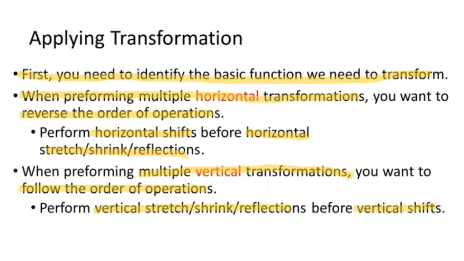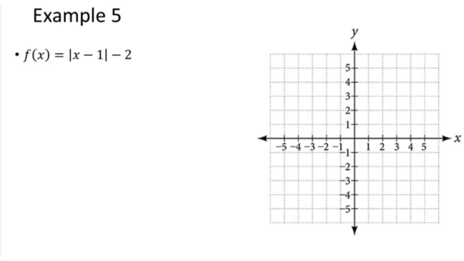You can do the vertical transformations before the horizontal or the horizontal before the vertical, but I do prefer to do the horizontal transformations first, since I have to remember that we're reversing order of operations and that the indicators are opposite of what we would usually expect. Now we're going to graph f of x equals the absolute value of x minus 1 minus 2. Because of the absolute value bars that we see in the function, we can tell that this function f of x is a transformation of the absolute value function.